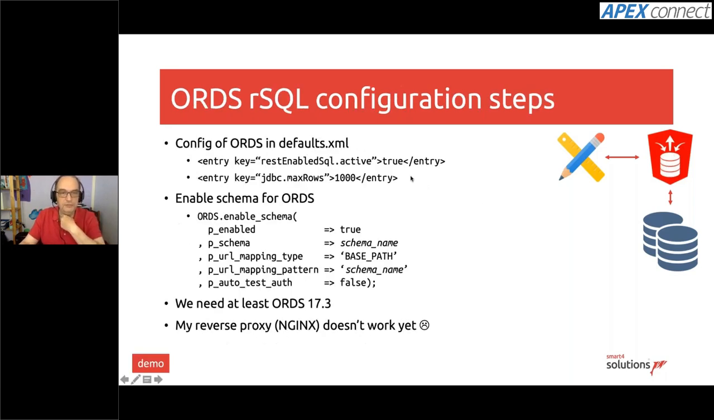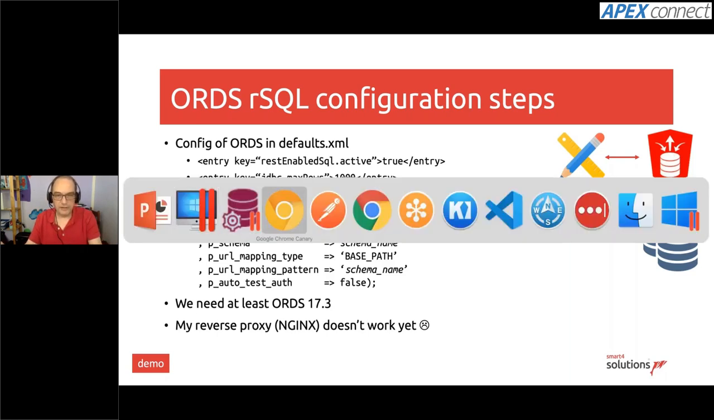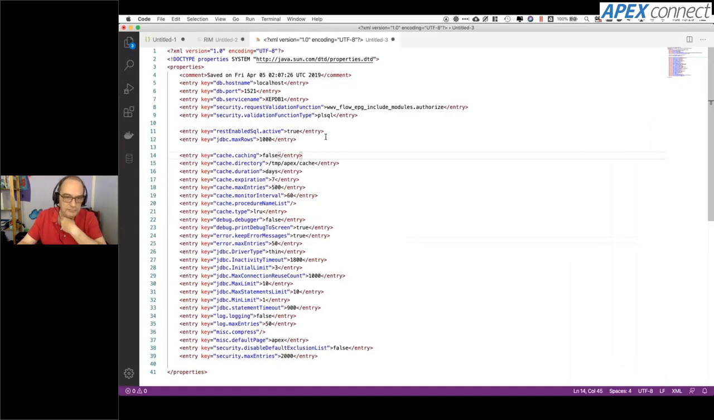So the first thing you need to do to get this working is to go to your ODS configuration and add 2 lines of code in your defaults.xml. And those 2 lines are over here. REST enable SQL.active needs to be true, and you need to increase the maximum rows the JDBC connector is fetching. I put it here to 1,000, but it depends on your database and it depends on what kind of data is in there. Those 2 lines will enable the REST enable SQL feature.